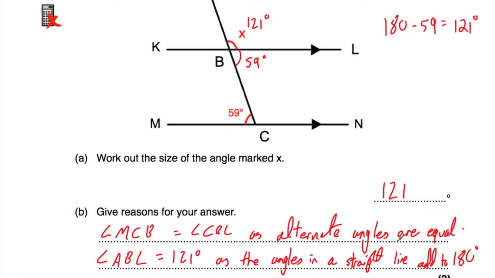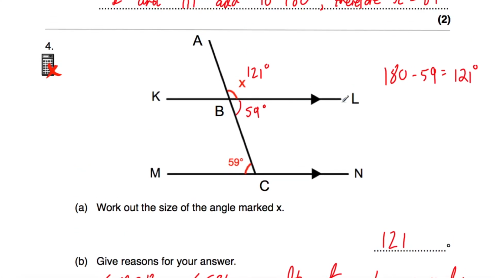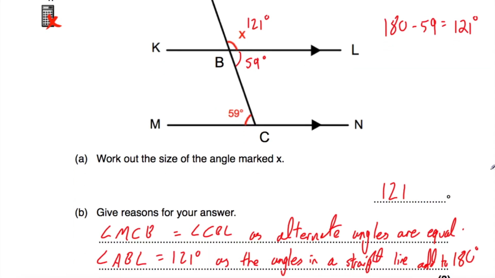My first thing I've written down is that angle MCB, this angle, the 59 degrees, is equal to angle CBL, this angle. These two angles are equal to each other as alternate angles are equal. And then the second thing I've written down is angle ABL is equal to 121 degrees, as the angles in a straight line add together to be 180 degrees. So that's equal to 121 degrees, and that's how I would probably answer that question myself.